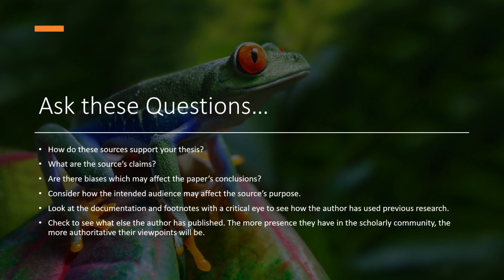Look at the documentation and footnotes with a critical eye to see how the author has used previous research. Check to see what else the author has published. The more presence they have in the scholarly community, the more authoritative their viewpoints will be.